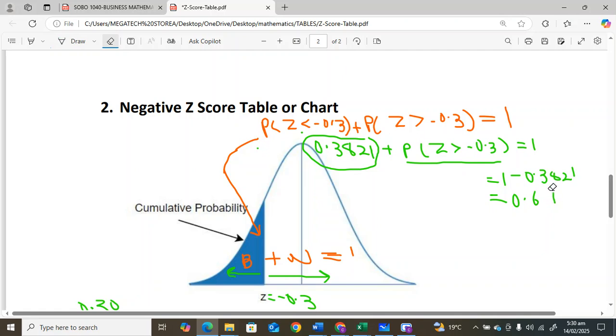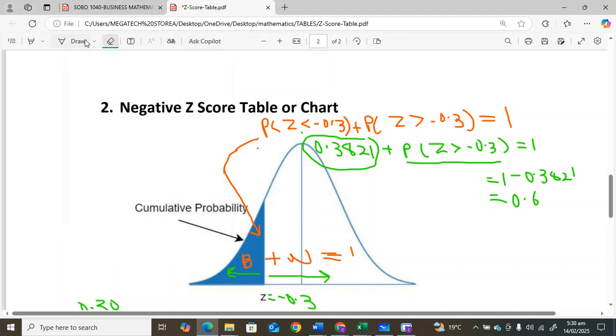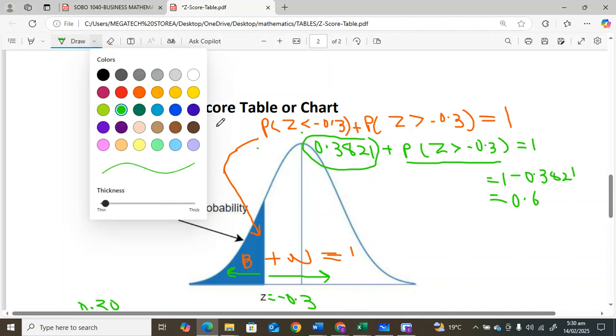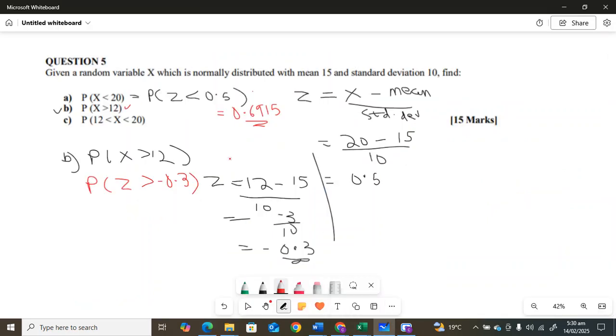So that is our answer here: 0.6179. Any questions before we move to the last part?